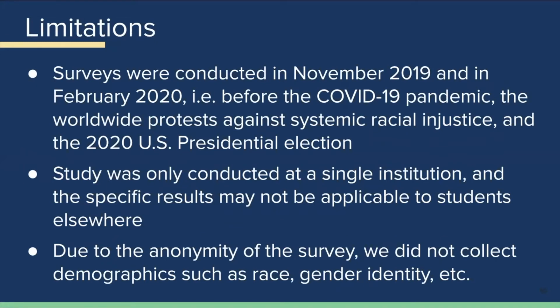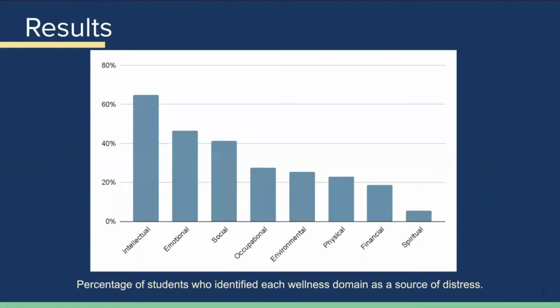Surveys were conducted in November 2019 and in February 2020, before the COVID-19 pandemic, the worldwide protests against systematic racial injustice, and the 2020 US presidential election. The study was only conducted at a single institution, and the specific results may not be applicable to students elsewhere. Due to the anonymity of the survey, we did not collect demographics such as race and gender identity. These are the results that show the percentage of students who identified each wellness domain as a source of distress, with intellectual being number 1.